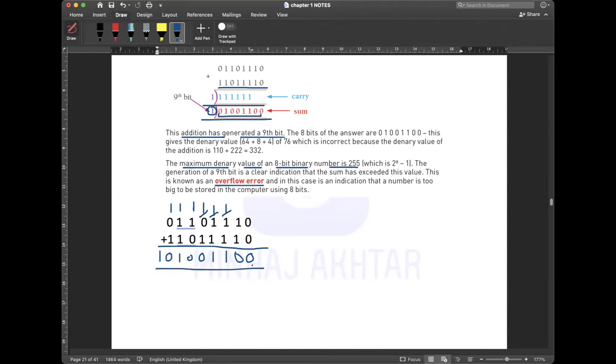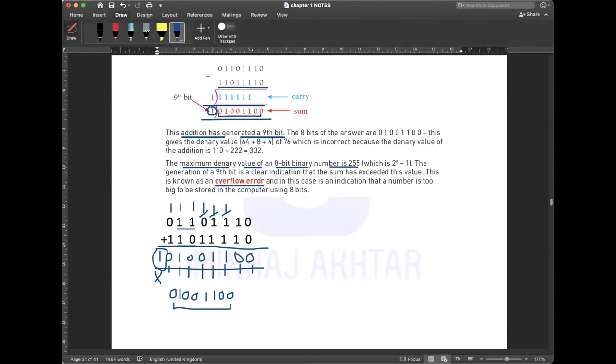Can you count the bits? 1, 2, 3, 4, 5, 6, 7, 8. And this one is a 9th bit. So it means that this 9th bit is an overflow bit. So this bit will be ignored. You just need to ignore it. And your answer will be 0 1 0 0 1 1 0 0. So this will be considered as your answer according to the 8 bits.